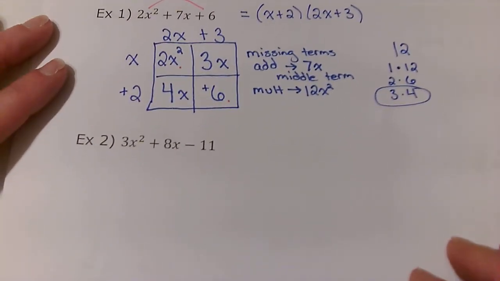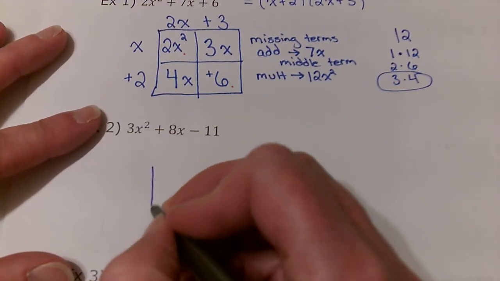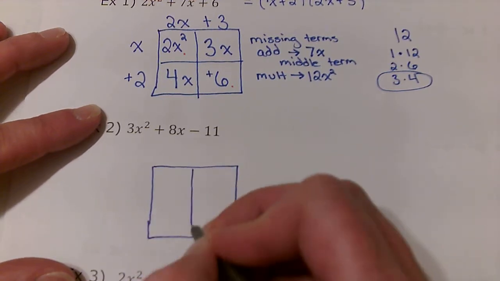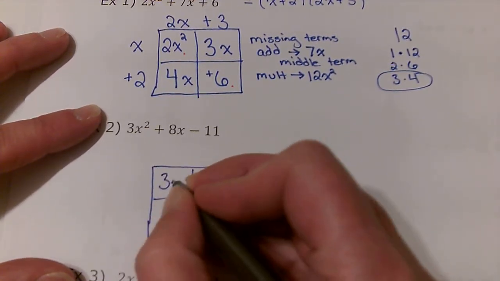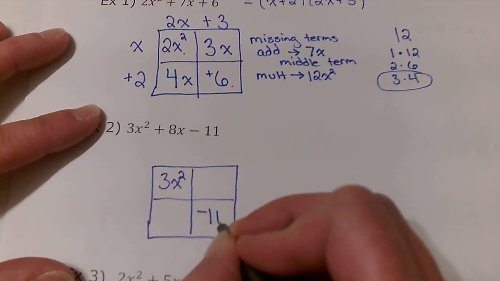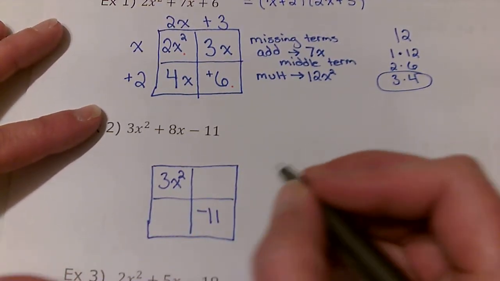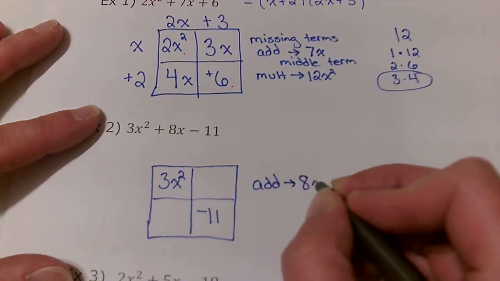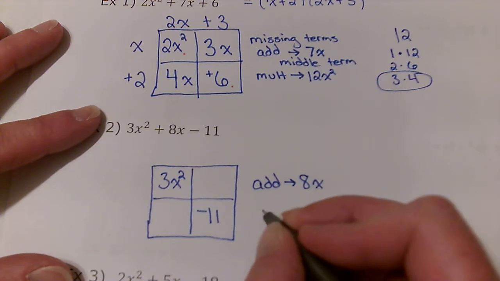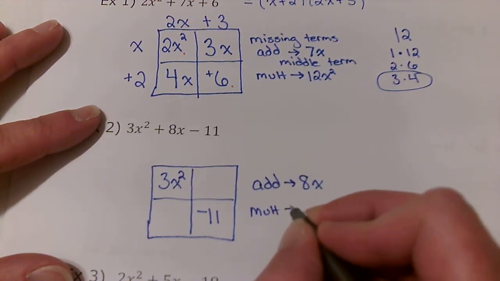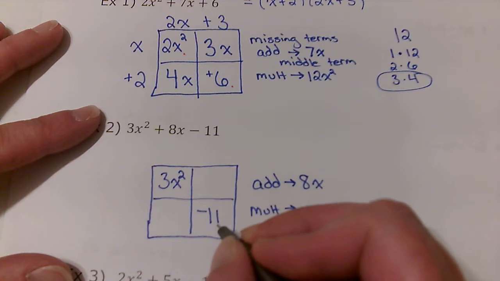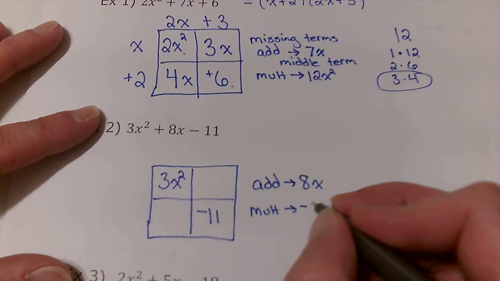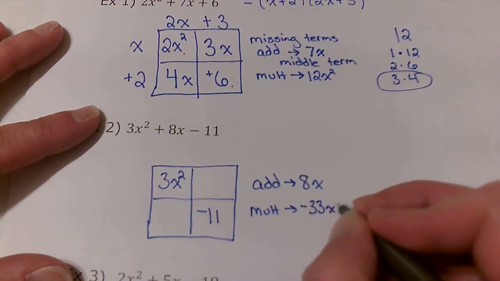Let's try the next example. First term, last term. The two missing terms are going to add to be 8x, and they're going to multiply to be the first and the last together. So that's negative 33x squared.